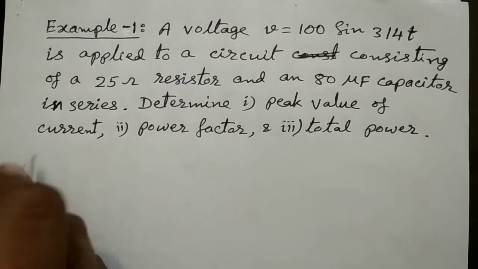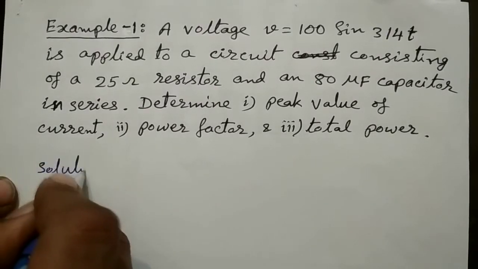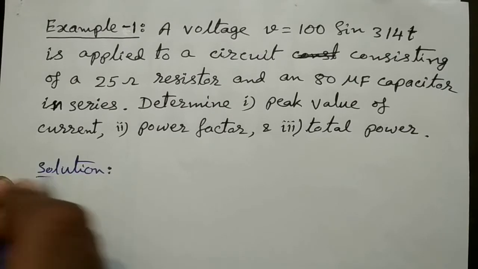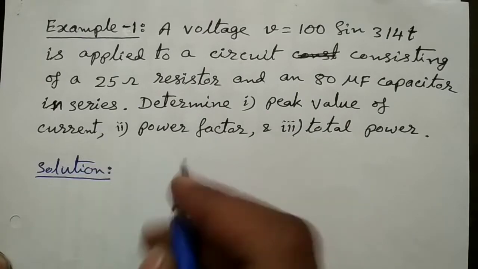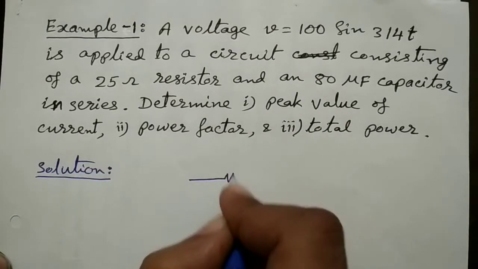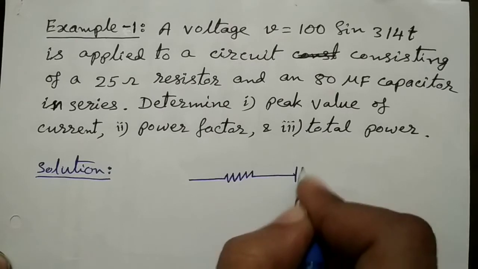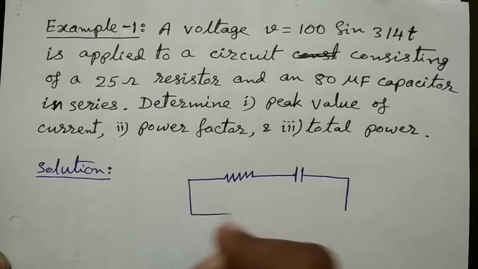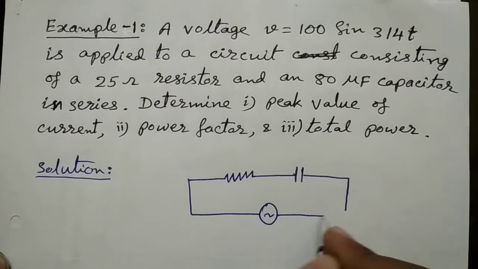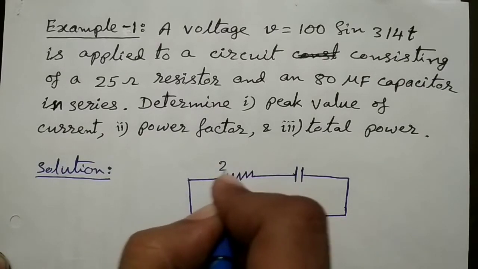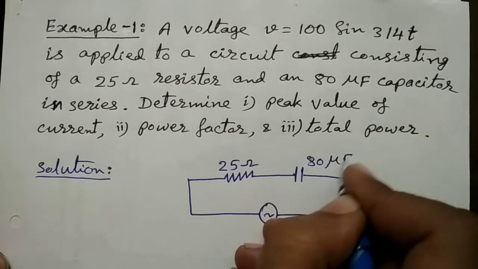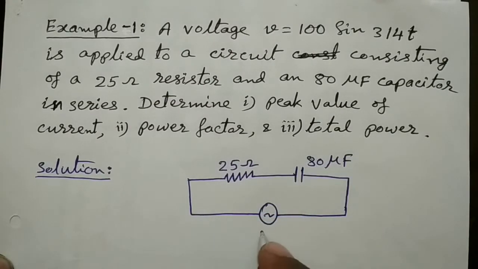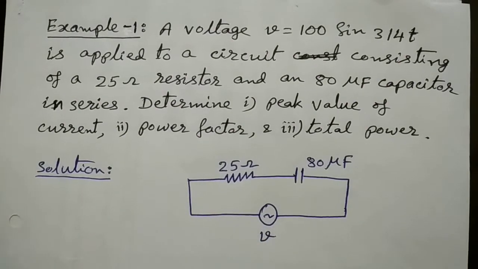So let's see the solution. Here a resistor and a capacitor are connected in series, so the circuit diagram will be: the resistance is 25 ohms and the capacitance is 80 microfarad. The voltage is V, that is the instantaneous value. So you have to find the values.